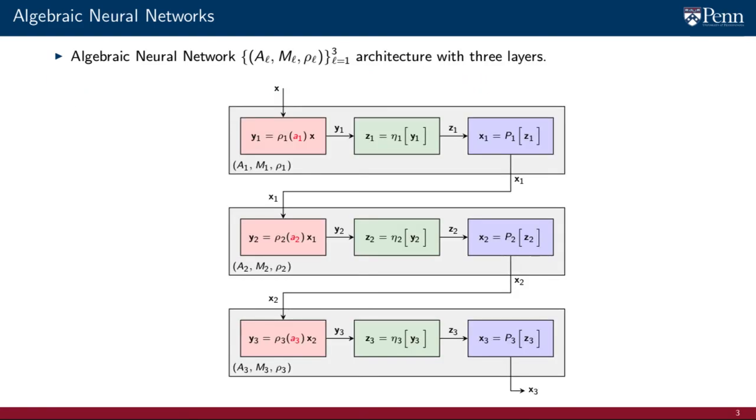This figure shows the architecture of the algebraic neural network with three layers. At each layer, there is an algebraic signal model. We first process the input with the algebraic filter and then process the result with the nonlinearity and the pooling, and then we generate the output for the next layer.